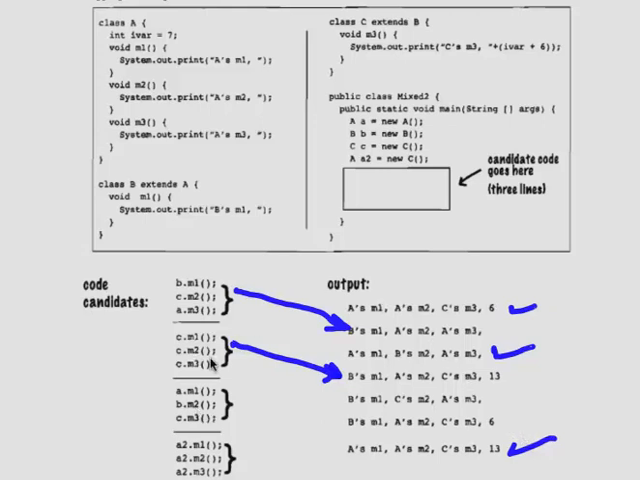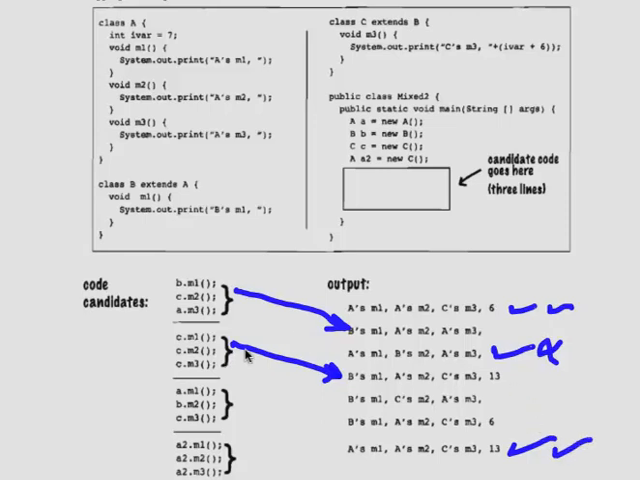Which one is it? B, M2. Has B. There's no M2, so it goes to A's M2. So that's one. The first one, so it's A's M1. A's M2, which is this one, yes. This one, no. And this one, last one, of course, yes.